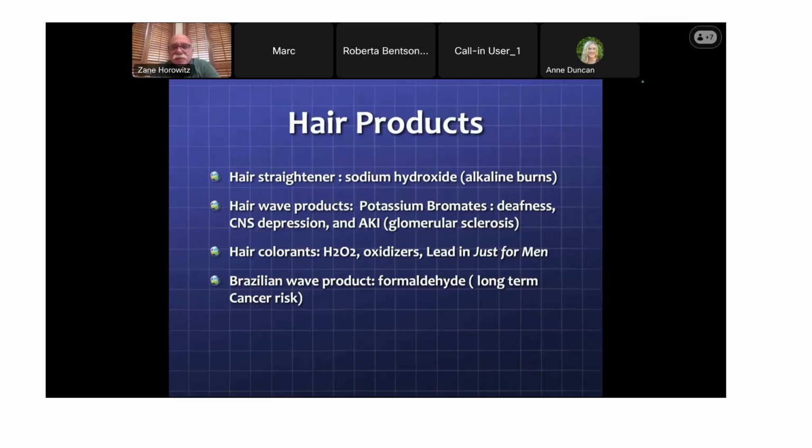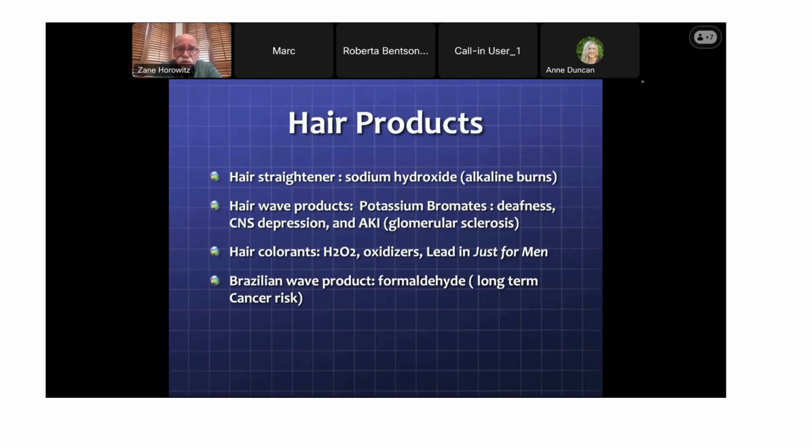So hair straighteners sometimes contain sodium hydroxide. Of course, if you drink a bottle of that, it can cause alkaline burn. So the usual approach to these is can they swallow? Hair wave products can contain potassium bromates. And the notorious thing about this is the bromates, which is different than bromide, because it's oxidated bromides, can cause deafness, CNS depression, and renal failure through glomerular sclerosis. So I guess if they drank these, I might send them in to get them NG tubed out, but there's not very many of these around anymore.